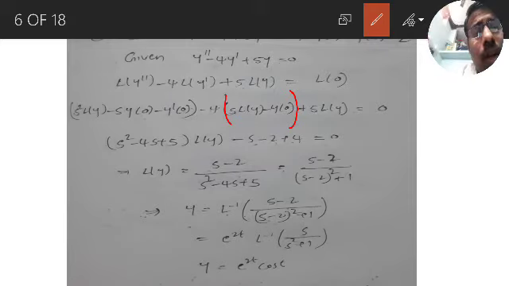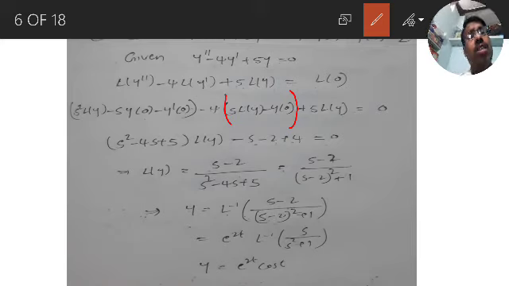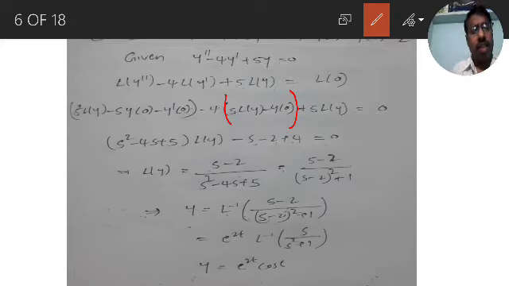Here, what is the formula? s by s square plus 1 is of the form s by s square plus a square. L inverse of s by s square plus a square is cos at. Here L inverse of s by s square plus 1 is cos t. Therefore, the answer is y is equal to e power of 2t into cos t. You will get this for 5 marks.